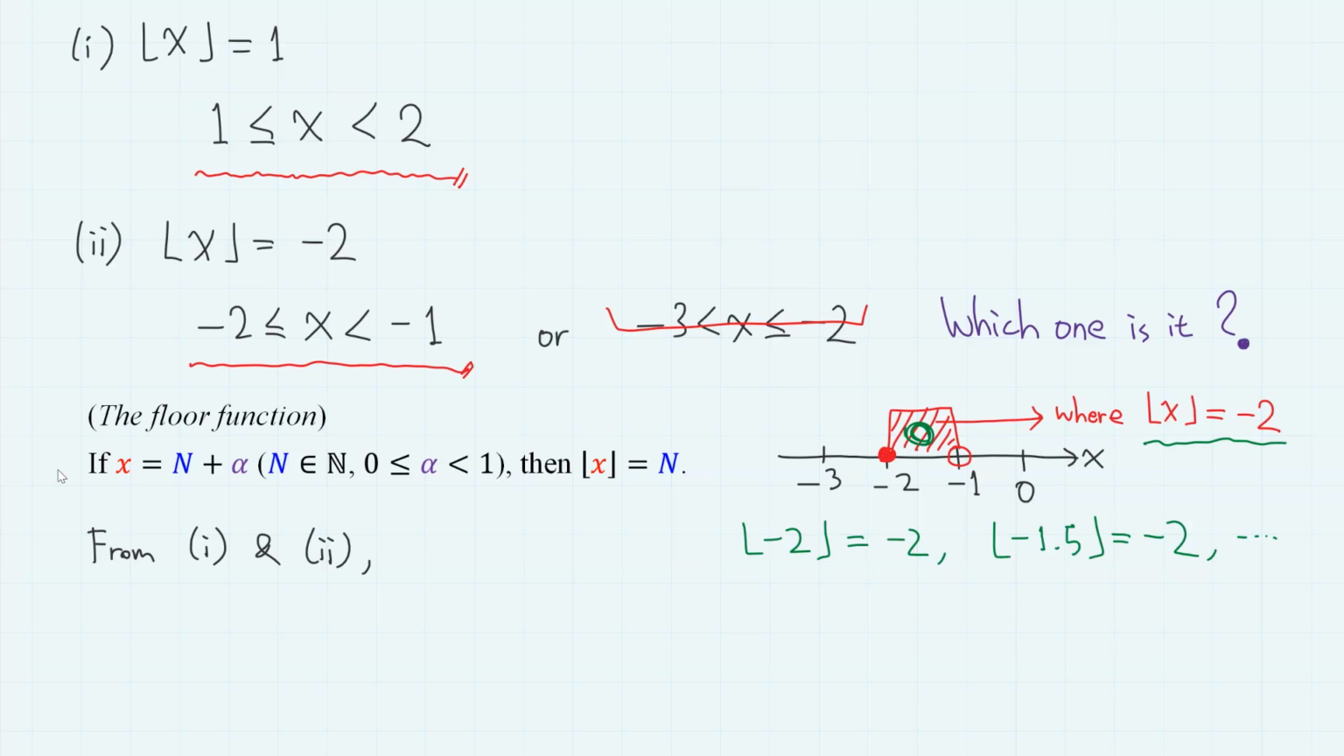From cases 1 and 2, the roots of the given equation are given as ranges. x is greater than or equal to negative 2 and less than negative 1, and x is greater than or equal to 1 and less than 2.